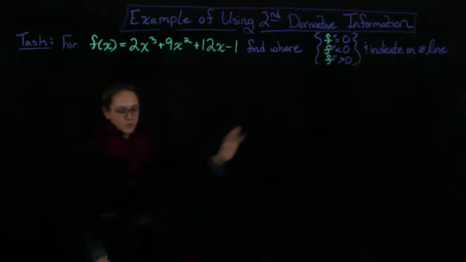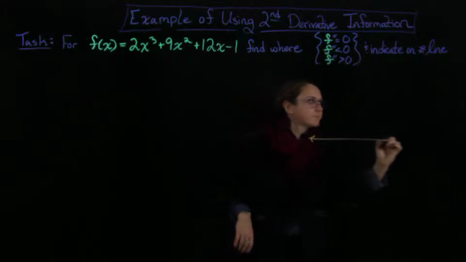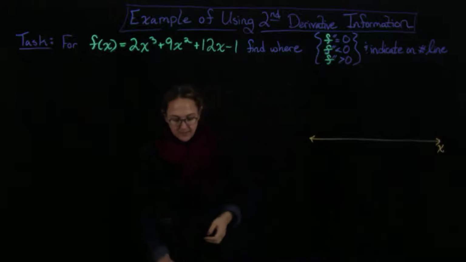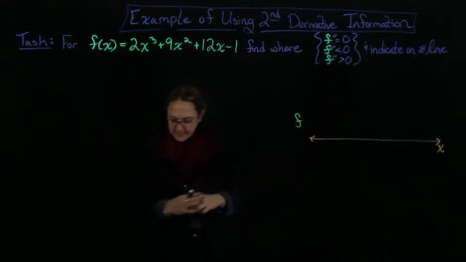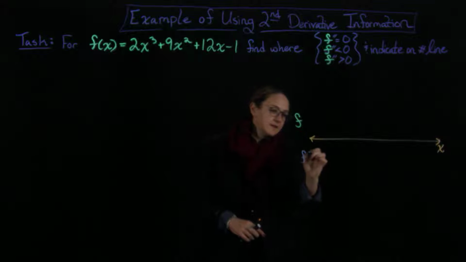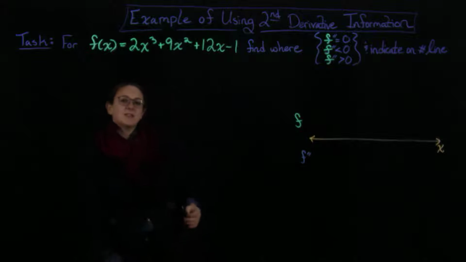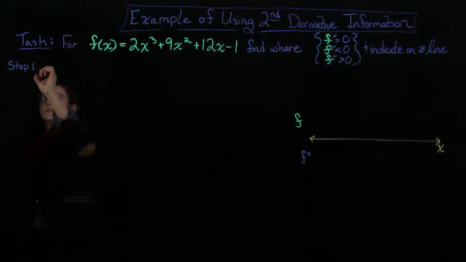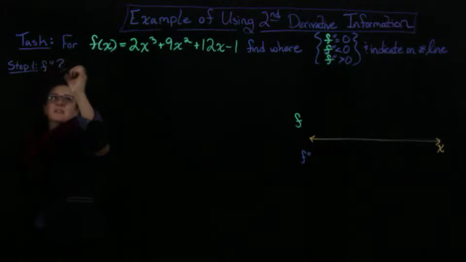Okay, so over here, we're going to have this picture where here's our number line, and you can think of this as being the x-axis. We actually have what's happening with f up above, and then we have what's happening with the second derivative down below. Okay, so the first thing that we need to do, step one, is just going to be to find the second derivative.